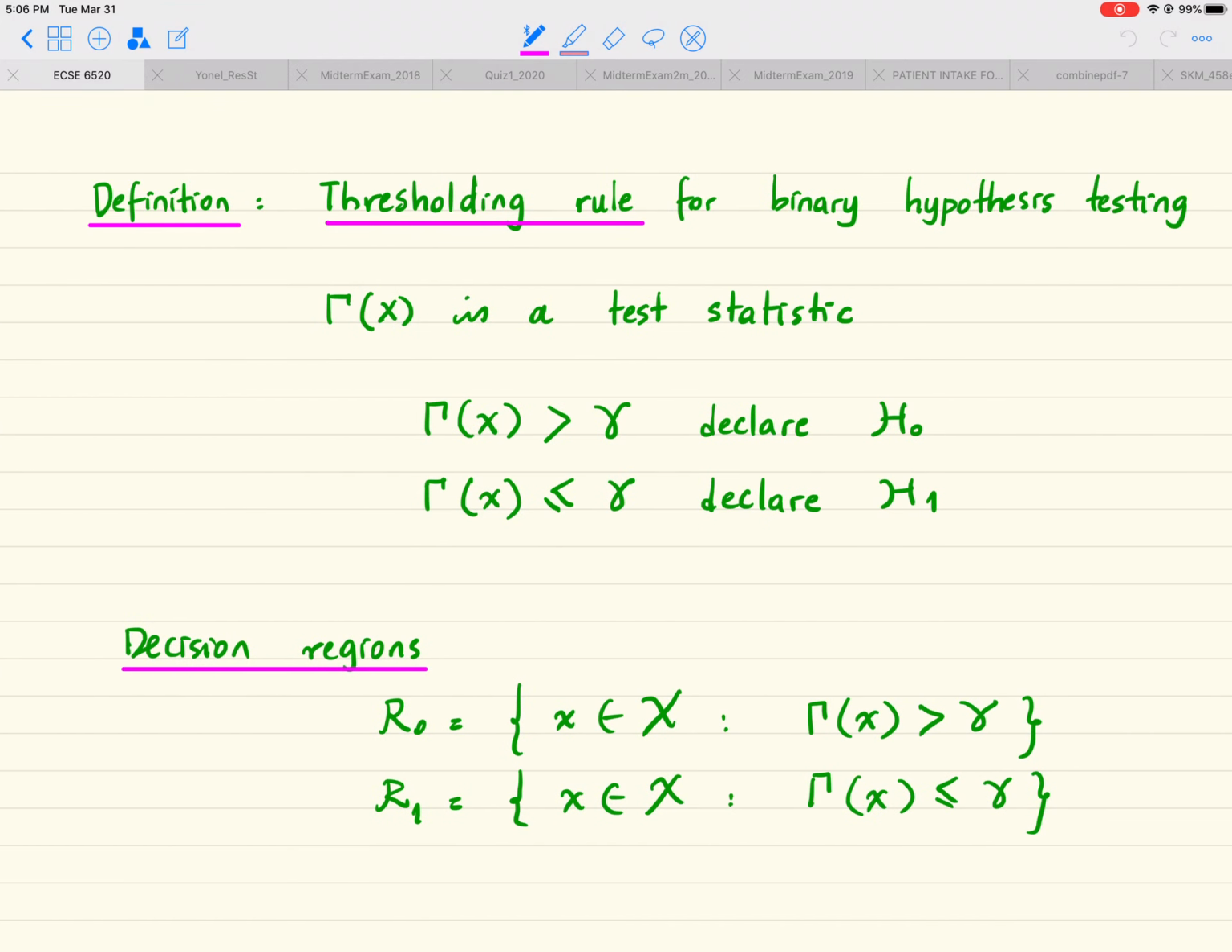All right, now to complete our decision or detector design, we also define what's called the thresholding rule. So once we have the test function, which maps our observations into a scalar quantity, this usually goes under the name discriminant function. So not test function, but discriminant function.